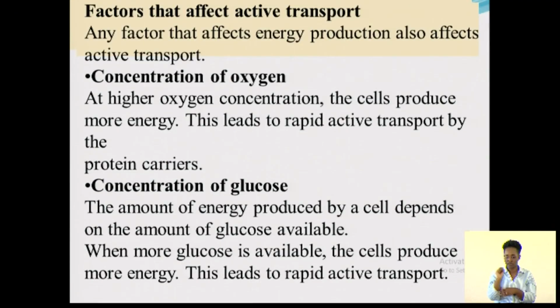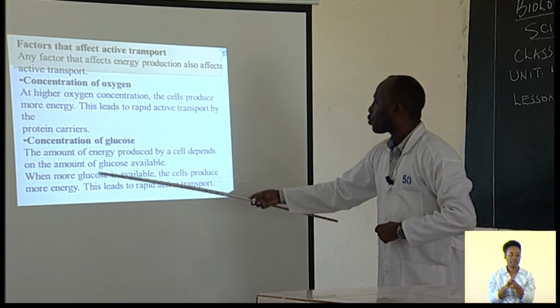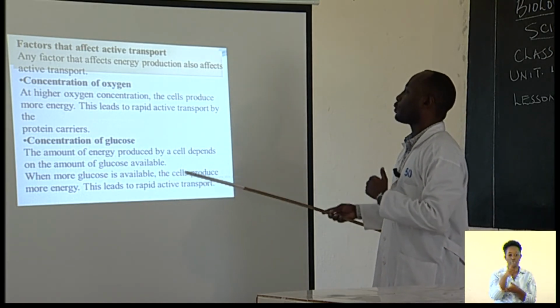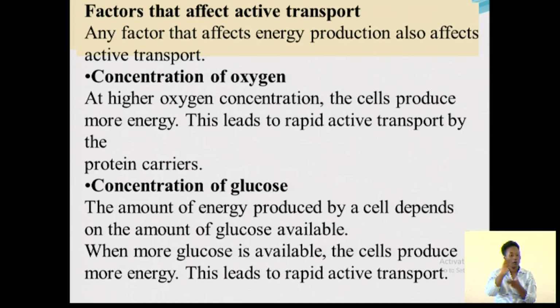Let us read what is written there. The amount of energy produced by the cell depends on the amount of glucose present or the amount of glucose available. When more glucose is available, the cell produces more energy. This leads to what you call rapid active transport. I think you are following me very well.